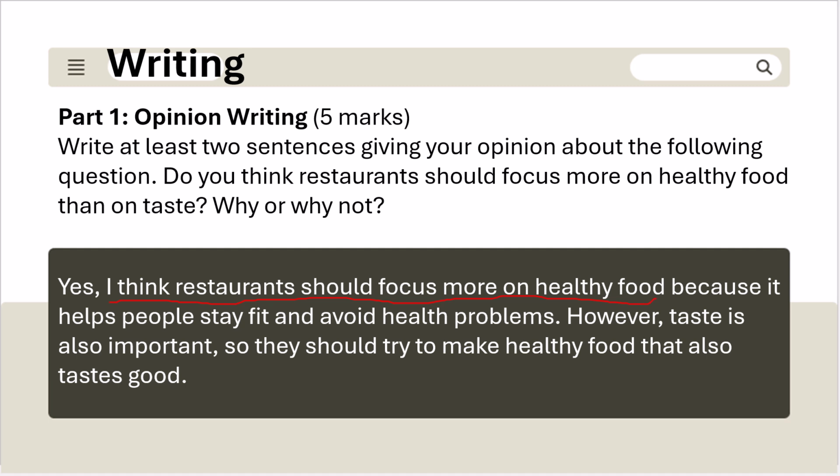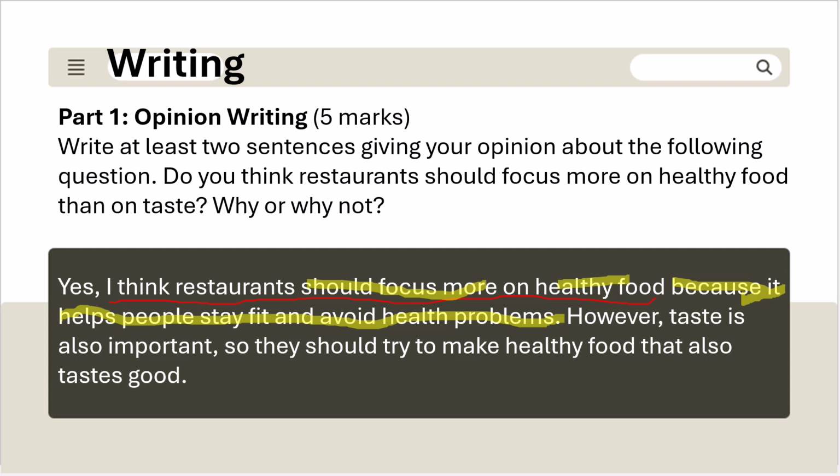So, what are you doing again? You are now highlighting, you're supporting your answer. Why? Because it helps people stay fit and avoid health problems. You say that people should focus more on healthy food. Why should they focus on healthy food? You're supporting it because it helps people stay fit and avoid health problems.